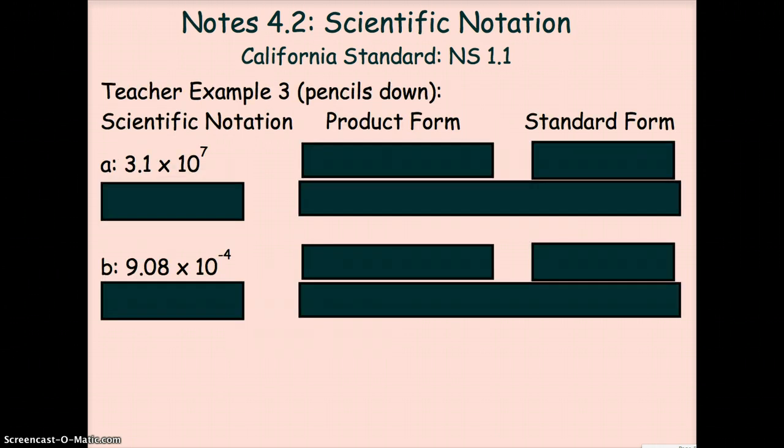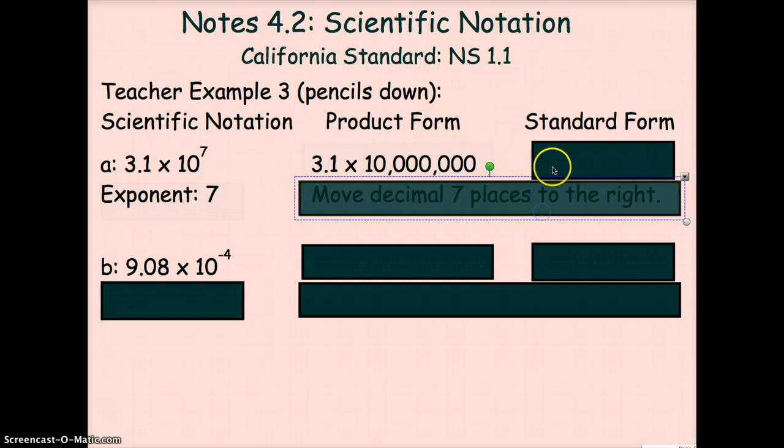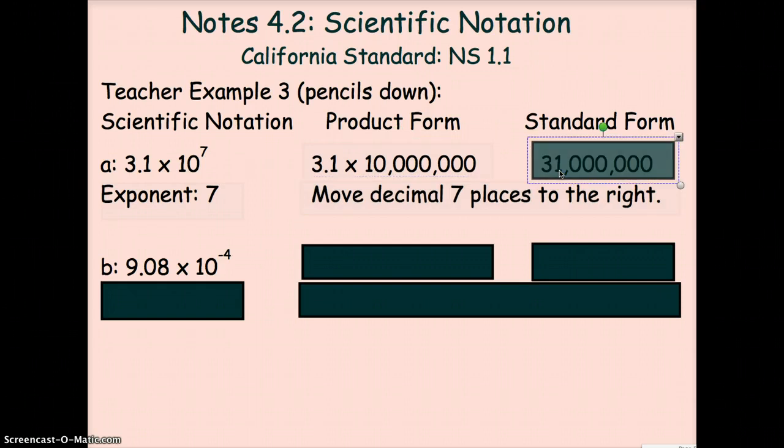Okay, let's go ahead and go to teacher example 3, scientific notation, and you're going to turn it into standard form. So now we're doing the opposite. Okay, so we take a look. We've got 10 to the 7th. Notice it's a positive 7, which means I'm going to be making my number larger. So I'm going to be moving my decimal 7 places, and I'm going to move it to the right so the number gets larger. Okay, so here notice I've got my 7 zeros, and I'm moving my decimal 7 places to the right, and I end up with 31 million.